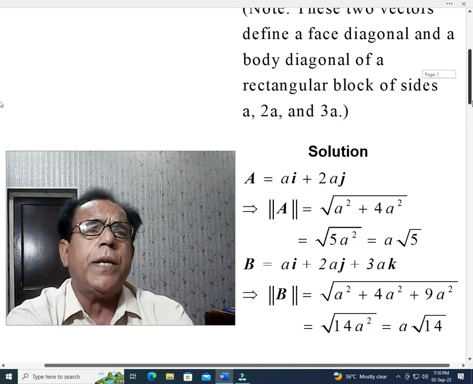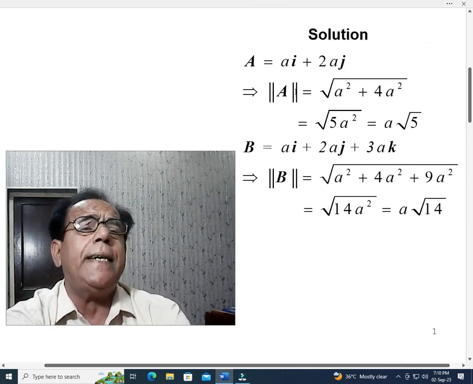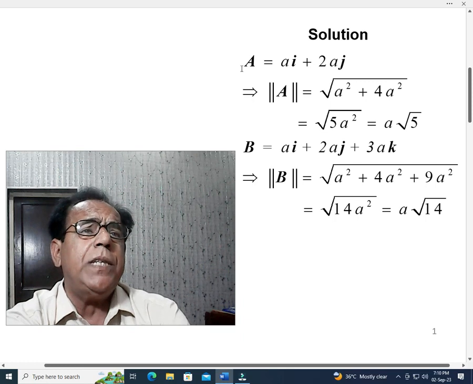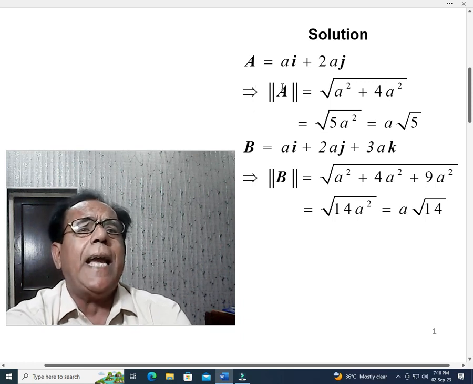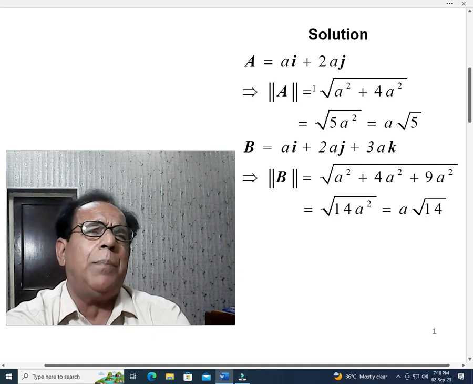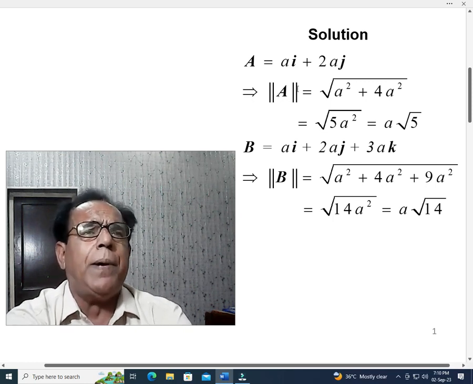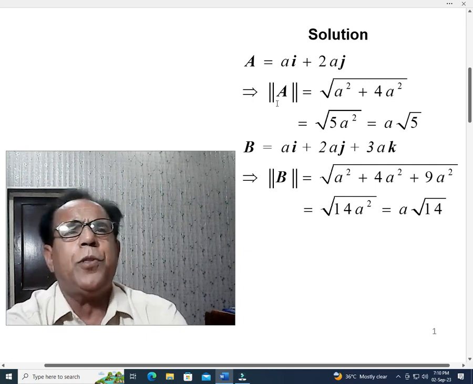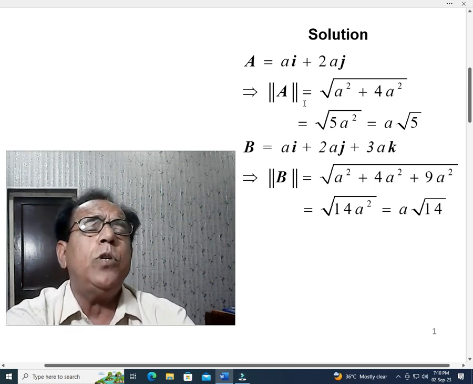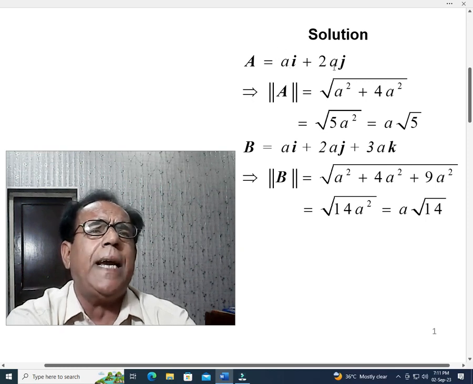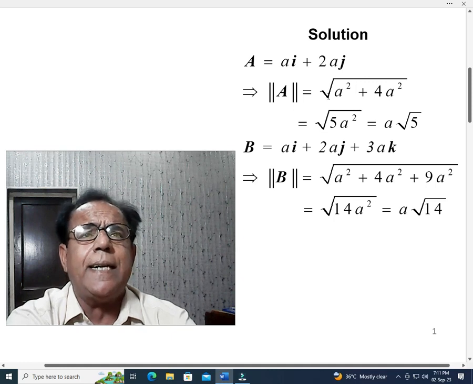We come to the solution. Dear students, vector A is equal to a i plus 2a j. If we want to find the magnitude of this vector, it can be written in this form, which is sometimes also called norm or absolute value or modulus. Instead of these double bars, a single bar can also be used. Its formula is that the coefficients of i, j and k are taken in squares and then their square root is taken.